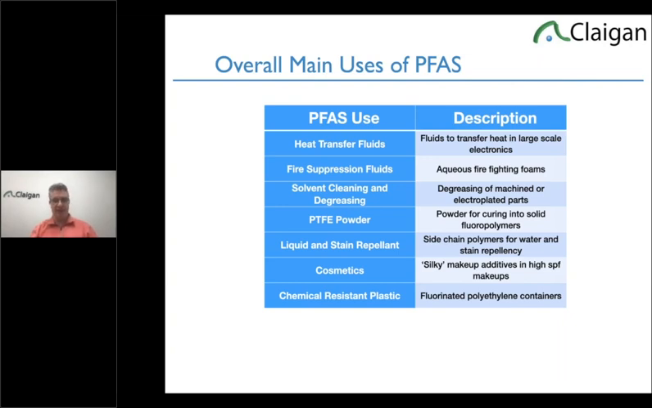It used to be done with CFCs and HCFCs, but those have been banned here, there, and over time. CFCs and HCFCs, which are also PFAS, I don't really have here. They're refrigerants, which are also to a certain extent heat transfer fluids.